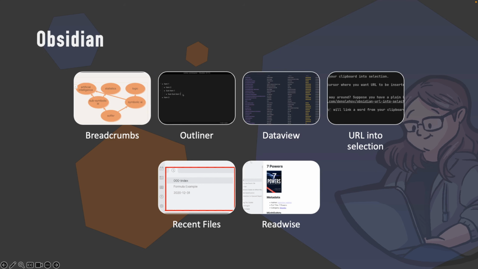Outliner lets you move bullet points around really easily and comes with keyboard shortcuts. Dataview lets you treat Obsidian like Notion and have databases. URL Into Selection allows you to just select a word or phrase and then Control V will make it into a link rather than deleting it and replacing it with your link. Recent Files lets you see a list of your current files, and I use the Readwise plugin to get data from other applications.